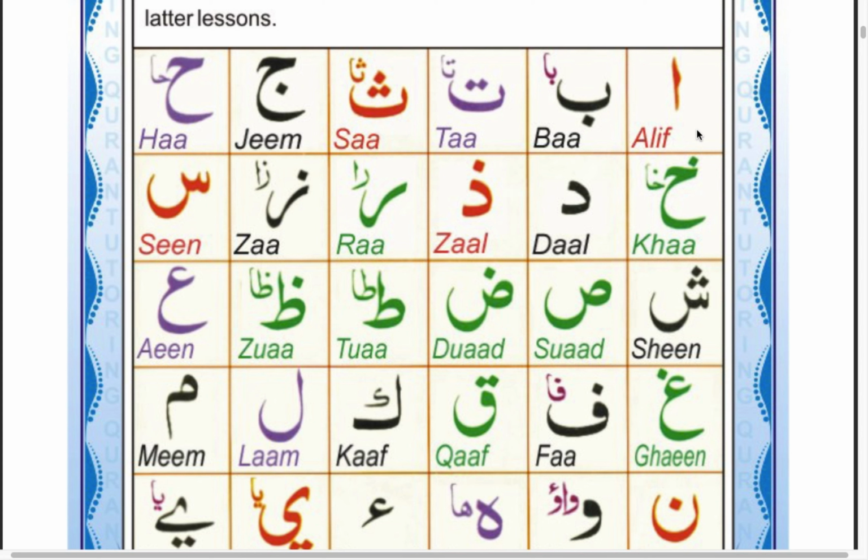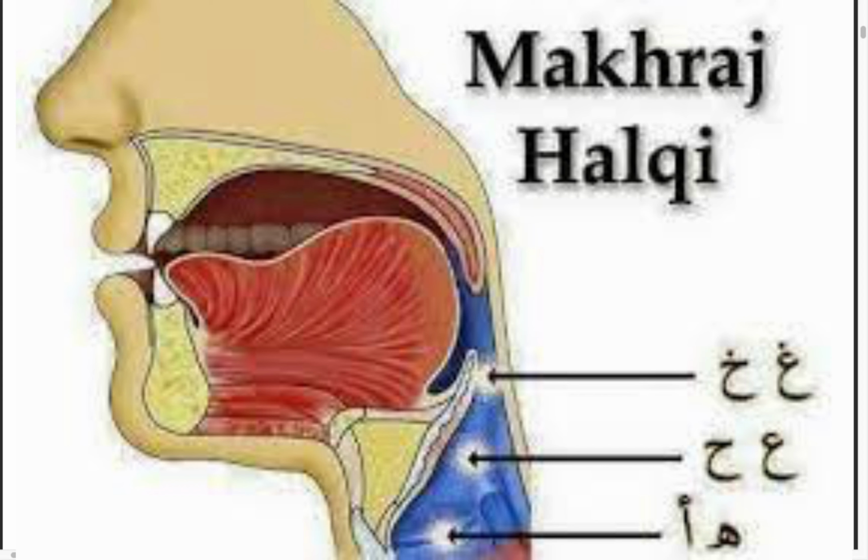The first letter is Alif. Alif. Ba. Ta. Tha. Jim. Ha. The alphabet Ha will be pronounced from the middle of your throat.